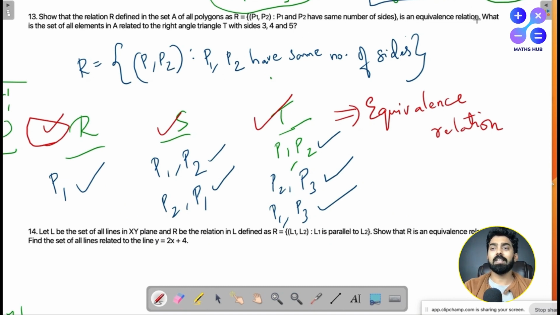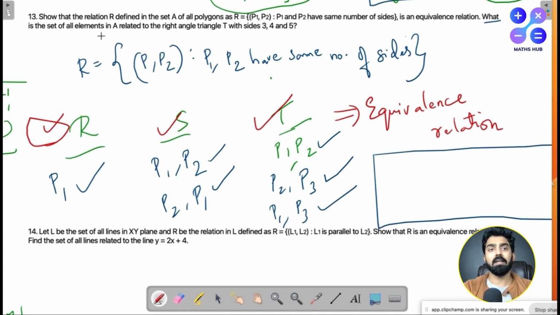Great. It is reflexive, symmetric, as well as transitive. So the next part is, what is the set of all elements in A related to the right angle triangle T with sides 3, 4, and 5? They're asking for the set of all elements related to this right angle triangle T with sides 3, 4, 5.